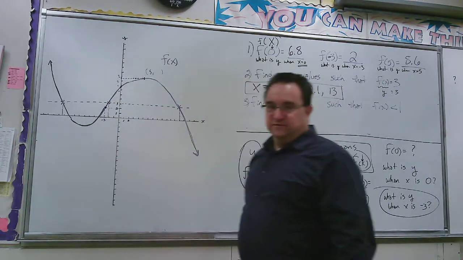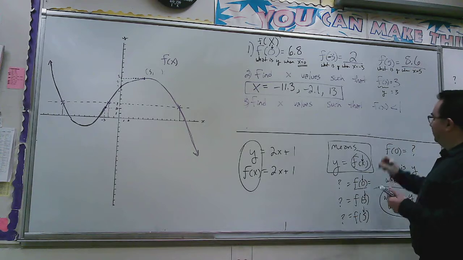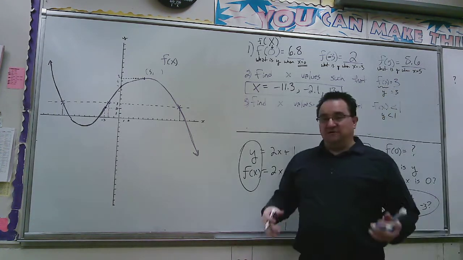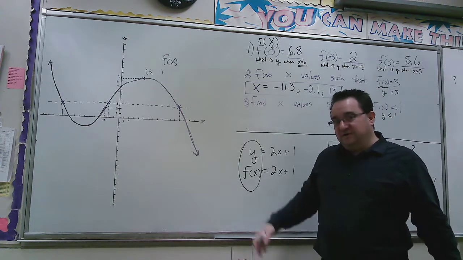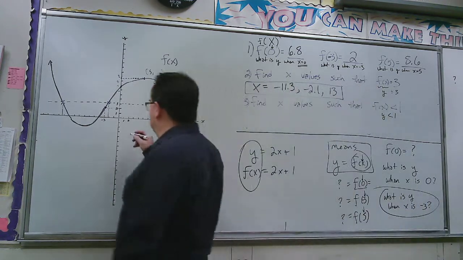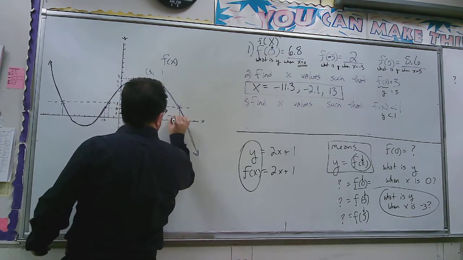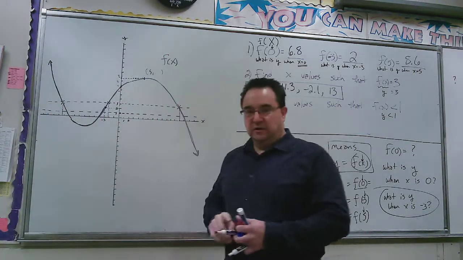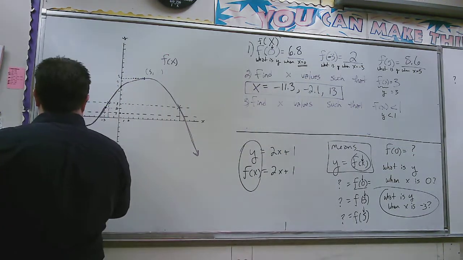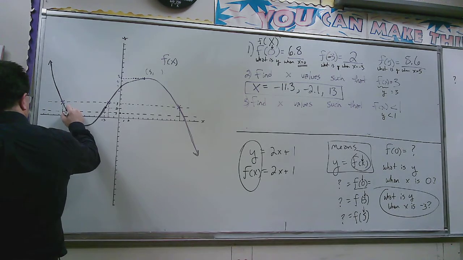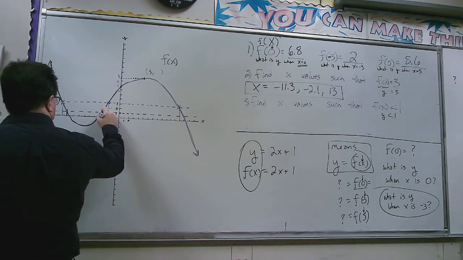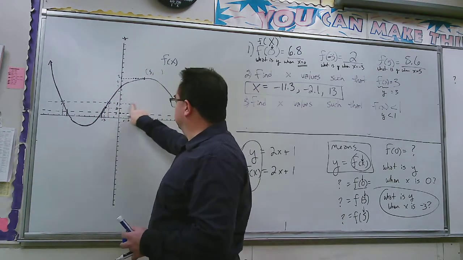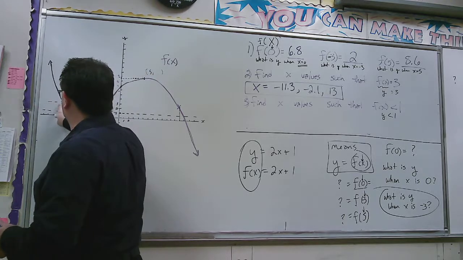Find the x values such that y is less than 1. Well, what that means is find all the places where this curve is below y equals 1. Well, that would be here. So this curve is below y equals 1 from here to here. It's above it all. Let me get rid of this one. Starting to get a lot of clutter here.